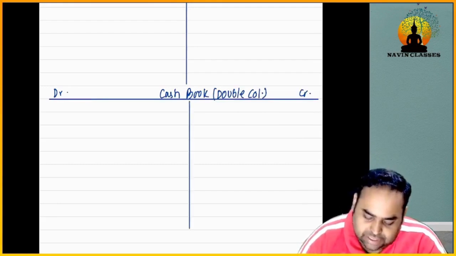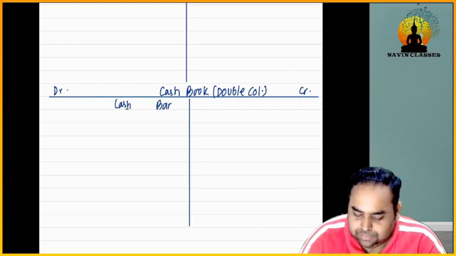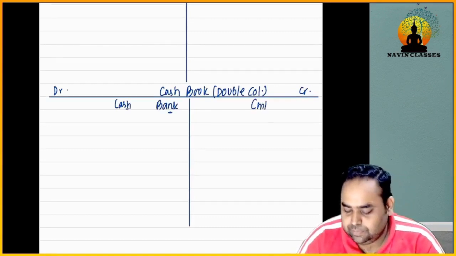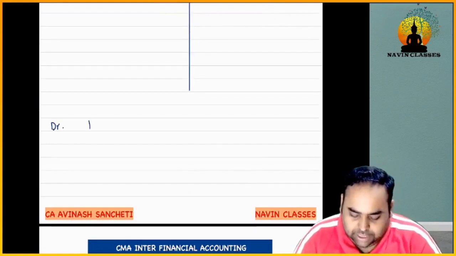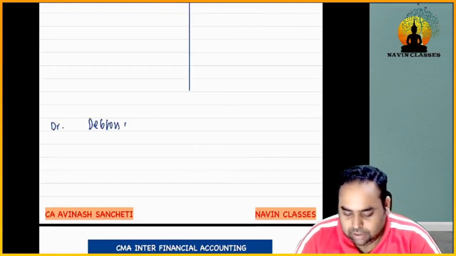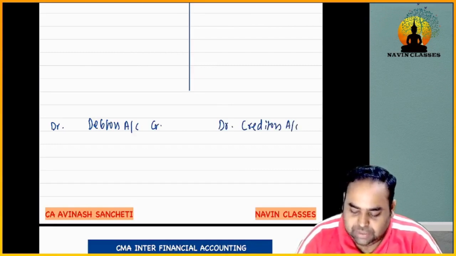It will have two columns in this. One will be the cash column and the other will be the bank column. I will create one for the debtors account and the other I'll create for the creditors account. That's it. From the first glance, it seems I will be able to get the work done by only doing this much.